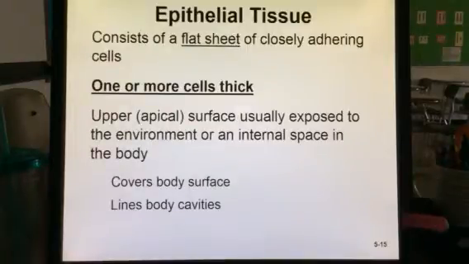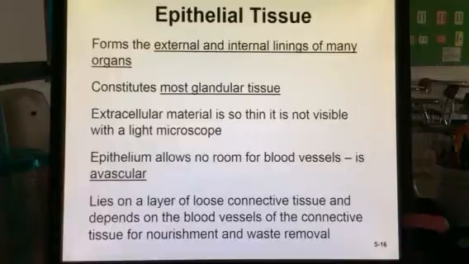Epithelial tissue consists of a flat sheet of very closely adhering cells, and there are only one or more cells thick. Usually the upper apical surface is exposed to the environment or an internal space in the body. So this covers all of our body surfaces and also lines all of our body cavities. It forms the external and inner linings of many of our organs. It also has lots of glands embedded in these epithelial tissues.